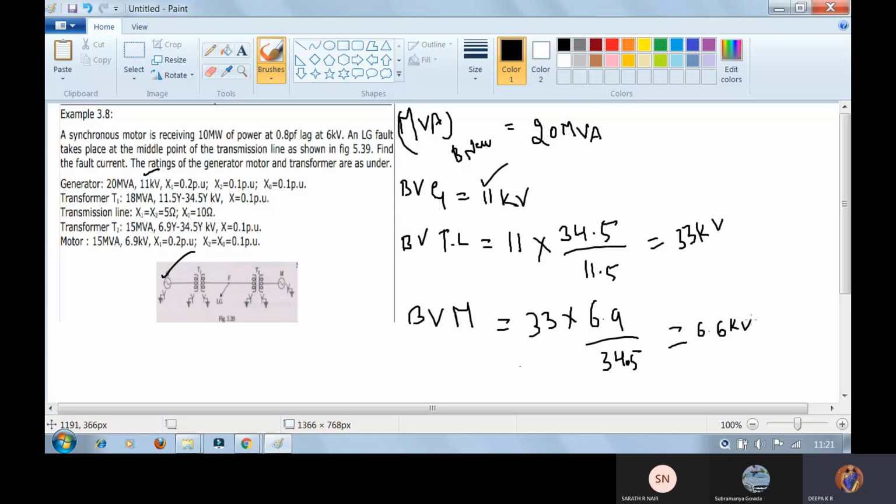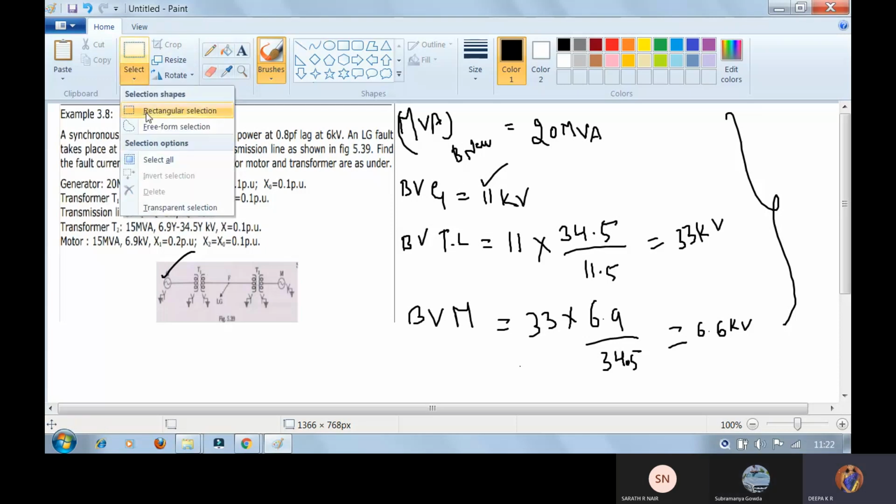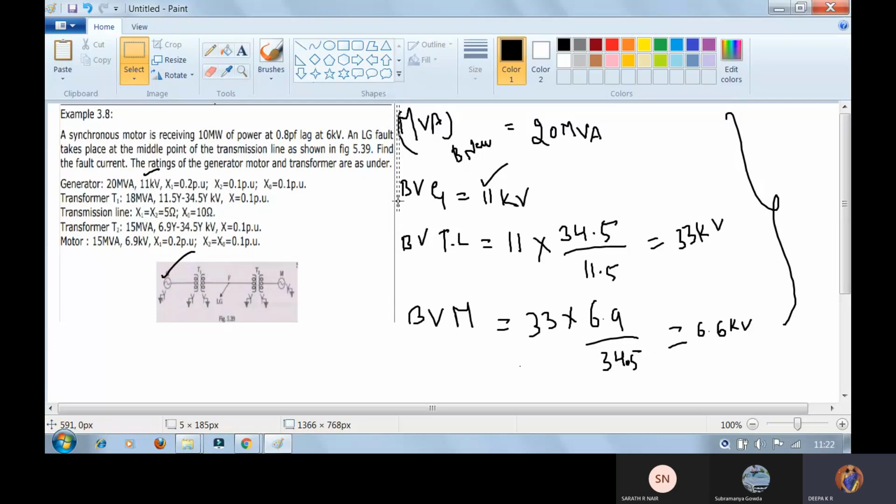Okay. So these are all acting as base values, and we need to use these values for calculating all the sequences of a transformer, sequences of a generator, transmission line. Everywhere we are going to use these corresponding values. So everyone noted down this? Yes, ma'am. Okay, I'll just rub this and we'll go for the second calculation parameter.